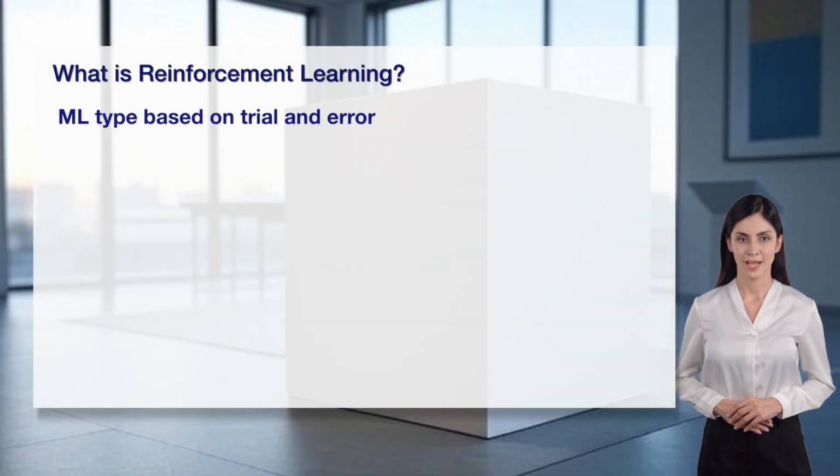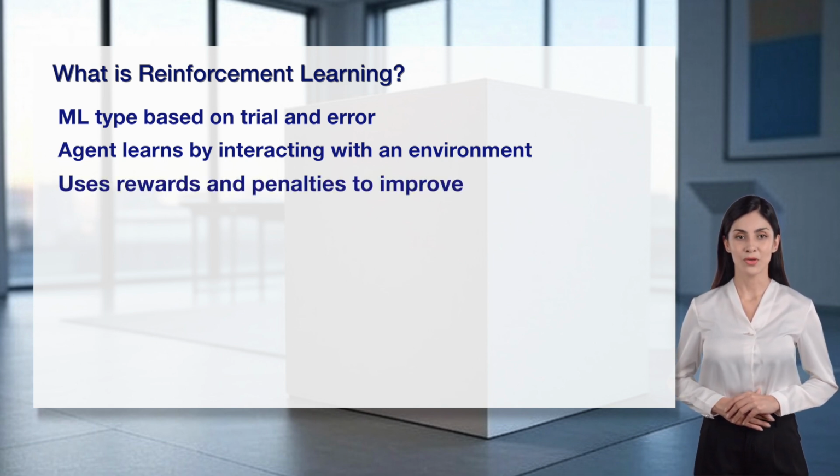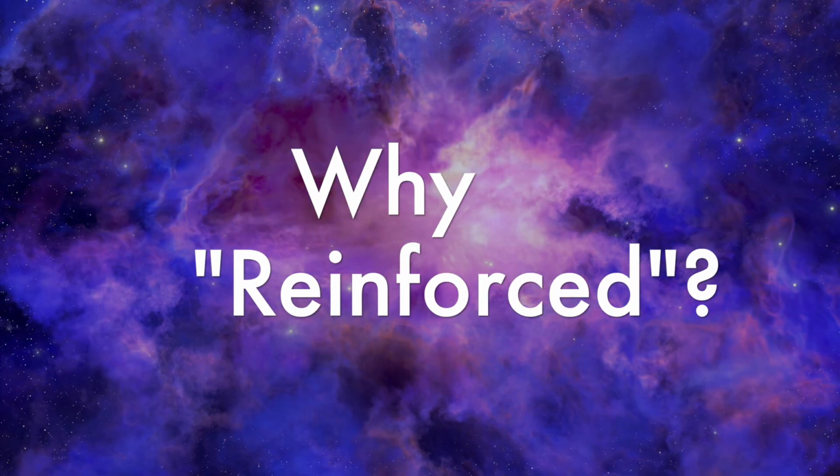Reinforcement learning is a type of machine learning where an agent learns through trial and error. The agent interacts with an environment, making decisions and taking actions. It uses rewards for good actions and penalties for bad ones to improve its behavior over time. For example, a robot might learn to walk by trying different movements and getting rewarded for steps forward. It's like training a pet with treats to encourage the right behavior.